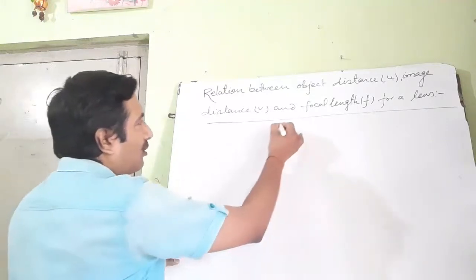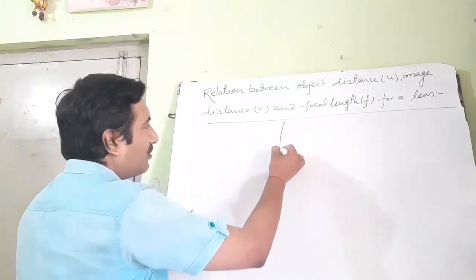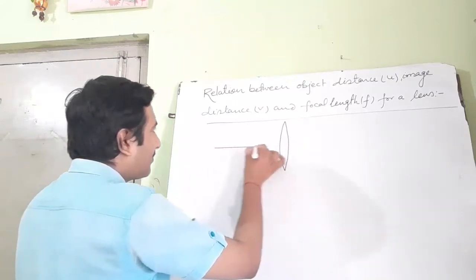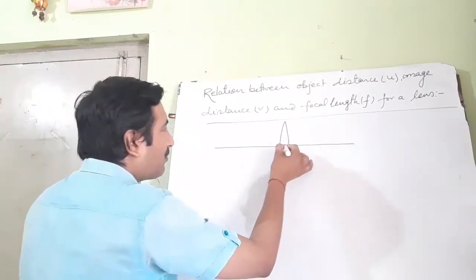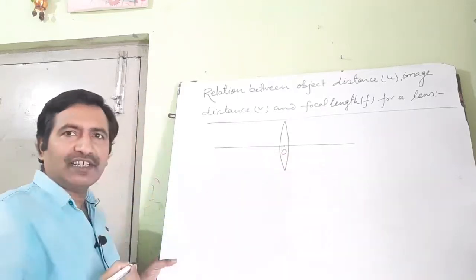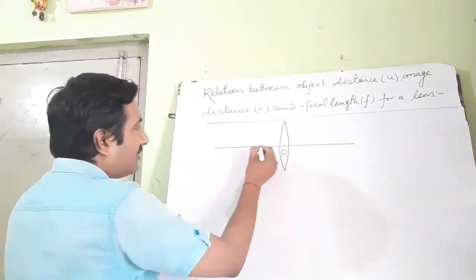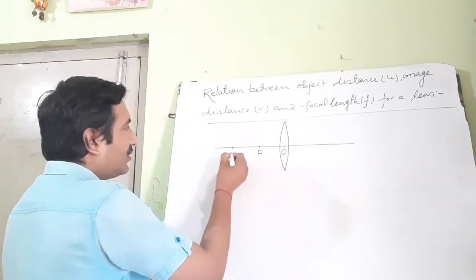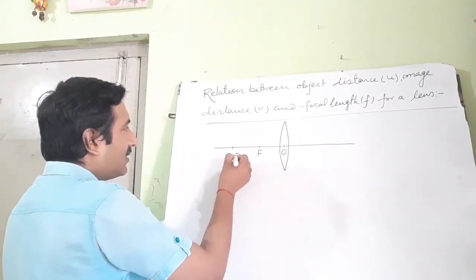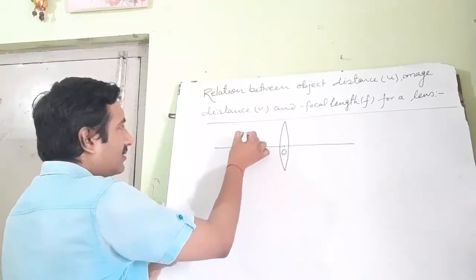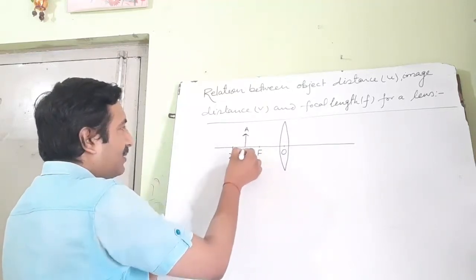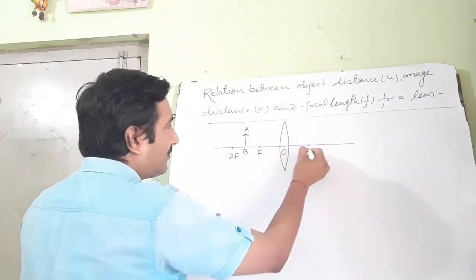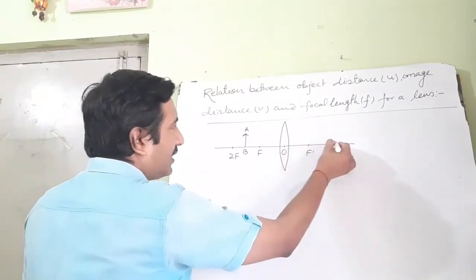Suppose you have a convex lens. This is a convex lens. This is the optical center. You already learnt about optical center. This is focus f and this is 2f. Suppose here is an object AB placed between f and 2f. Here is f dash. Here is 2f dash.